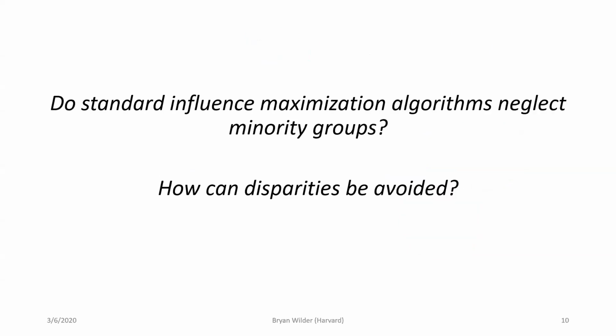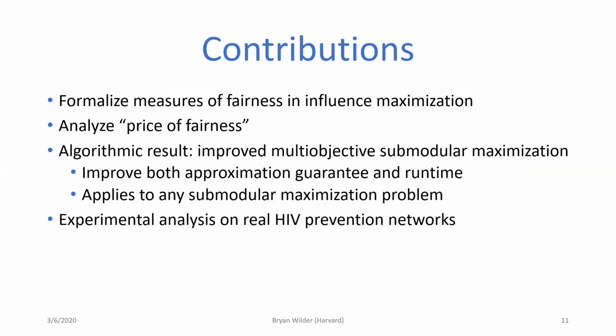So the questions that we want to get at in this work are, do standard influence maximization algorithms neglect minority groups? And if so, if there are disparities, how can they be mitigated or avoided? So there's this key set of contributions in the work. We first set out to formalize ways of measuring fairness in the influence maximization context. We analyze the price of fairness, right? The loss in utility that you may experience from enforcing any of these definitions of fairness. And then on the algorithmic side, we provide algorithms that can effectively solve the associated optimization problems.